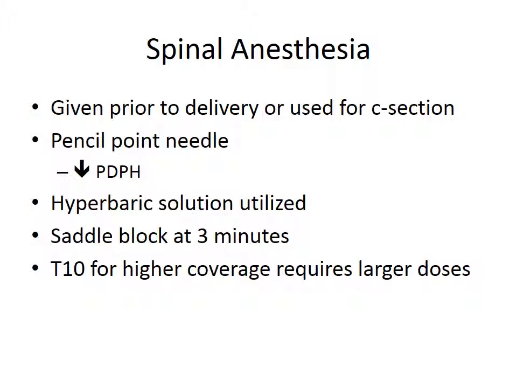Spinal anesthesia can be used directly prior to vaginal delivery or as a method for C-section. The use of pencil-point needles decreases the incidence of post-dural puncture headaches. Hyperbaric solutions are utilized to facilitate appropriate spread. If the spinal is used for vaginal delivery, the patient is kept in a sitting position for 3 minutes to allow the saddle block to set up. If T10 or higher is required for coverage, larger doses of local anesthetic are injected.